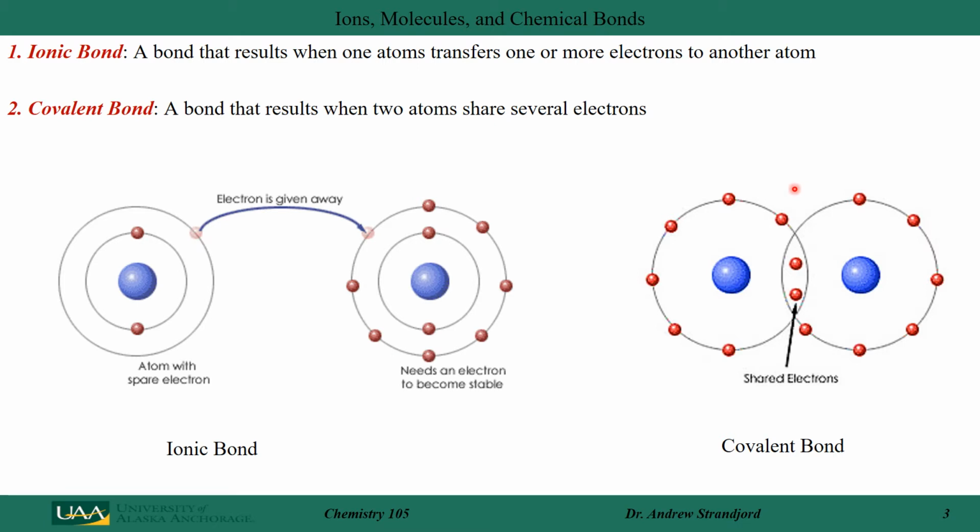If I have 2 atoms, each which would like one more electron to make an octet, they can just share a pair of electrons, one from each. Notice now I have 8 electrons around this atom, and I have 8 electrons around this one. That is a shared electron bond, or what we know as a covalent bond. There are 2 other types of bonds.